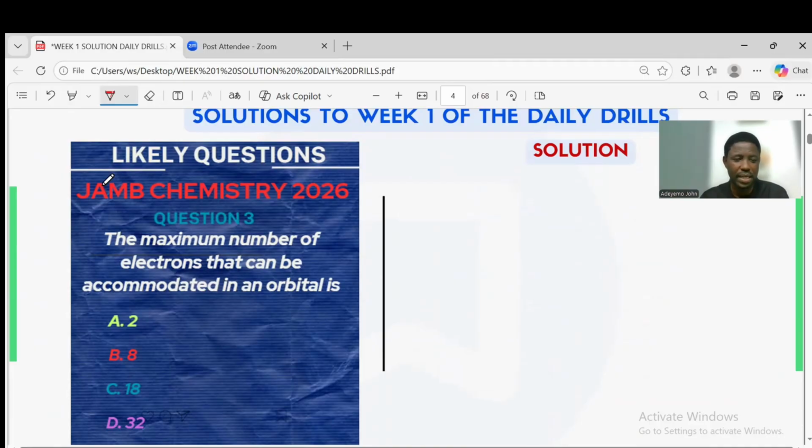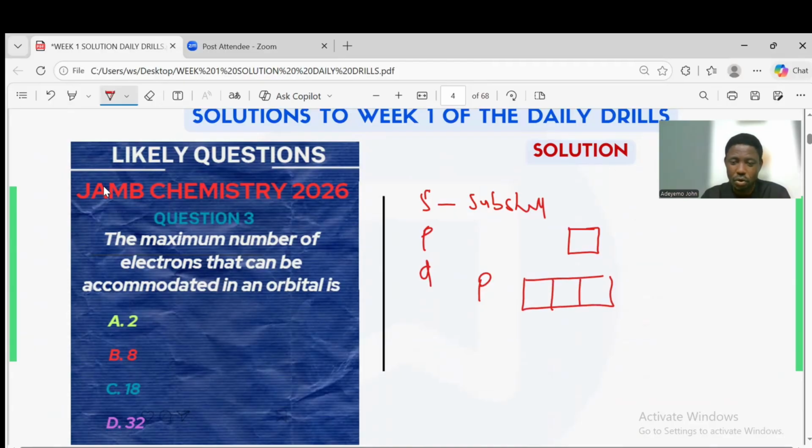The maximum number of electrons that can be accommodated in an orbital is... what people call S orbital, P orbital, D orbital, they are not actually orbitals. They are called subshells. The real orbital is that box you write in. For example, if I say P subshell has 3 orbitals, can you see those 3 boxes? Only 2 electrons can occupy an orbital. That makes it A. Remember, maybe you're learning for the first time, SPD are called subshells, not orbitals. But if I say p orbitals, I may mean orbitals in the p subshell.